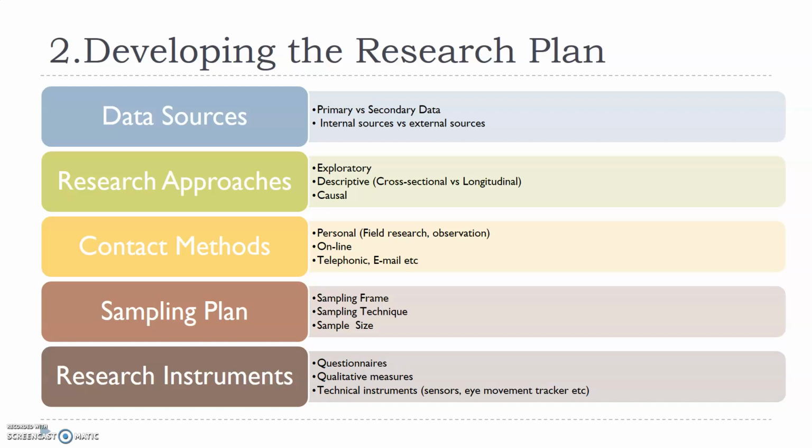Data sources, the first one, talks about which kind of data you will be using for your research, whether it is primary data, secondary data, or a mix of that. Primary data is basically the data which you are collecting first hand. You are going to the market and you are collecting the data for the first time. That is a new kind of knowledge, a new kind of data set which you are collecting.